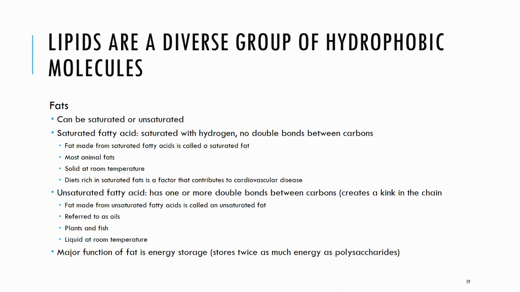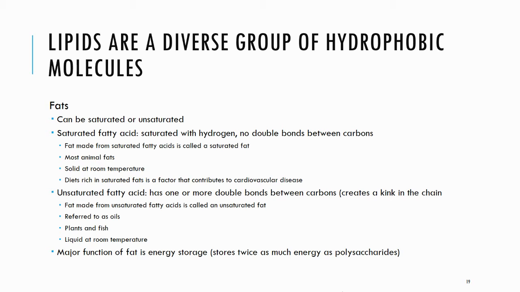Fats can be saturated or unsaturated. A saturated fatty acid is saturated with hydrogen, which means there are no double bonds between carbons. Fats made from saturated fatty acids are called saturated fats, and we're describing here mostly animal fats that will be solid at room temperature. Diets rich in saturated fats, however, can contribute to cardiovascular disease.